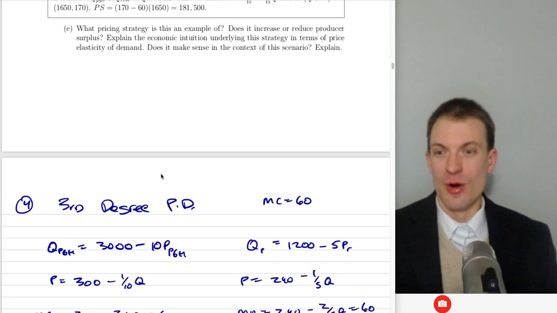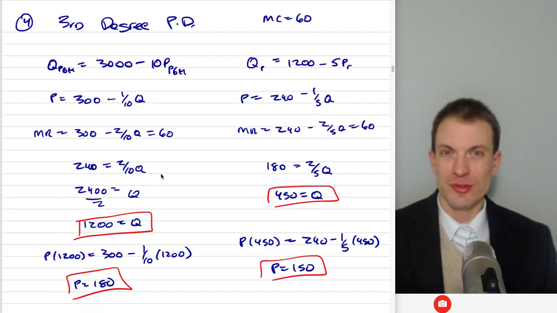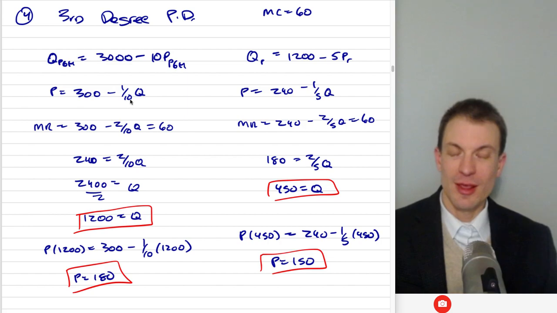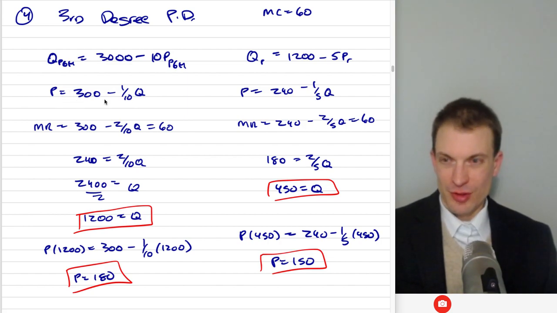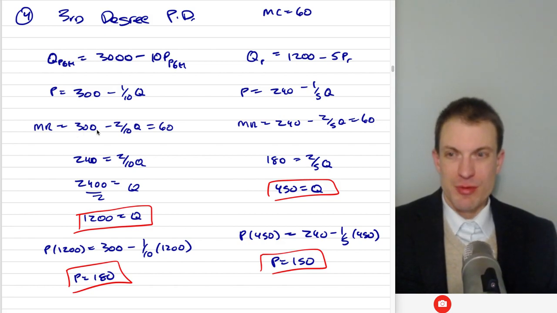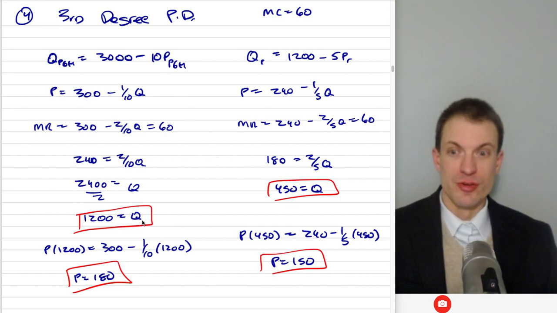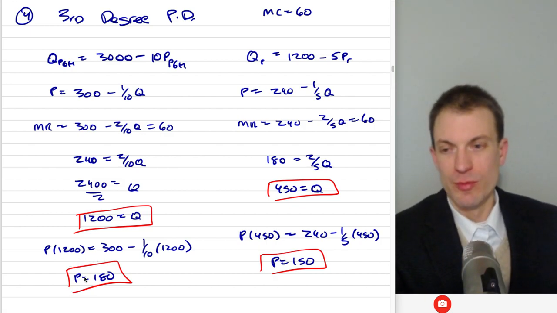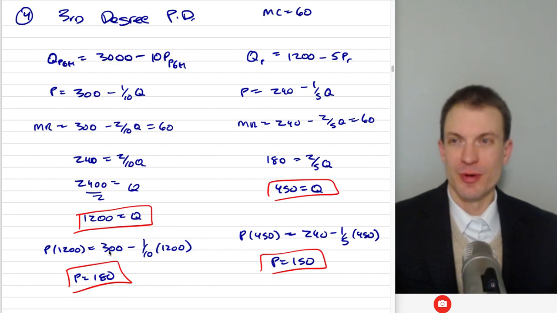So, okay, let's do the third degree price discrimination solution first for the Pittsburgh market, then for the rest of the country. Here's our Pittsburgh demand. I'll get my inverse demand, so 300 minus 1/10 Q. Marginal revenue is going to be 300 minus 2/10 Q is equal to 60, or 240 is equal to 2/10 Q, or 2400 divided by 2, or 1200 Q. And then the associated price is going to be 180 for my Pittsburgh demanders.